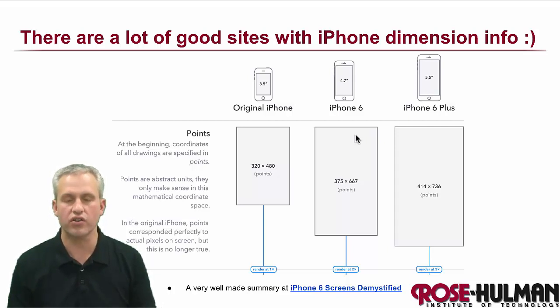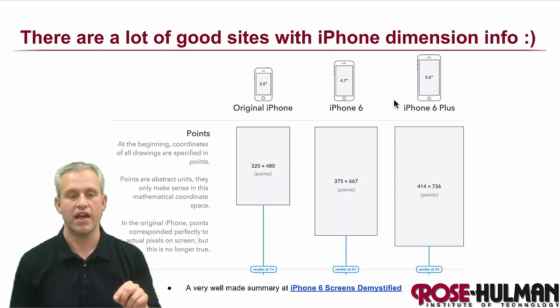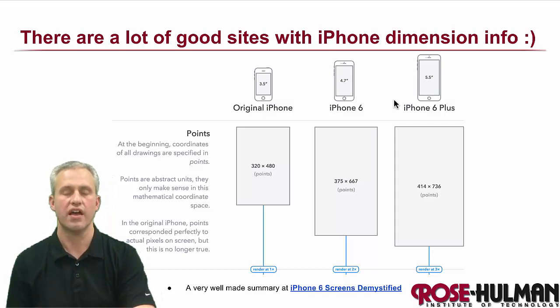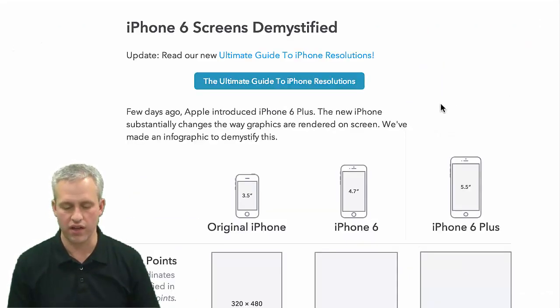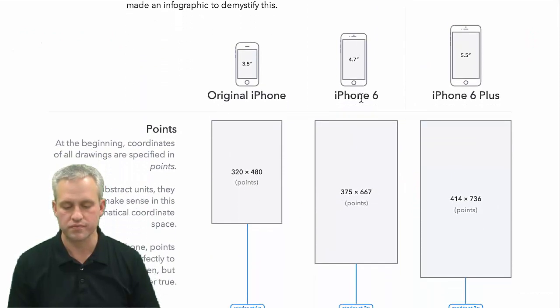There are actually a lot of good websites that talk about dimension info. I'm going to bring us to this one. This is iPhone 6 Demystified. It's a website that concerned itself really only with the iPhone 6, not the iPhone 5, and it compares the iPhone 6 against the original iPhone. I'm going to click on that link and go over to this page.